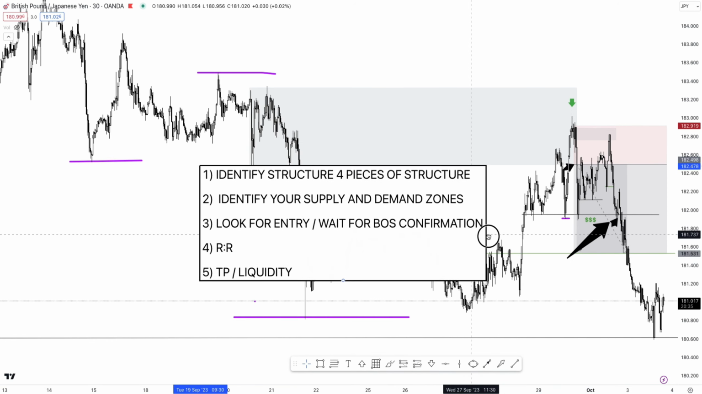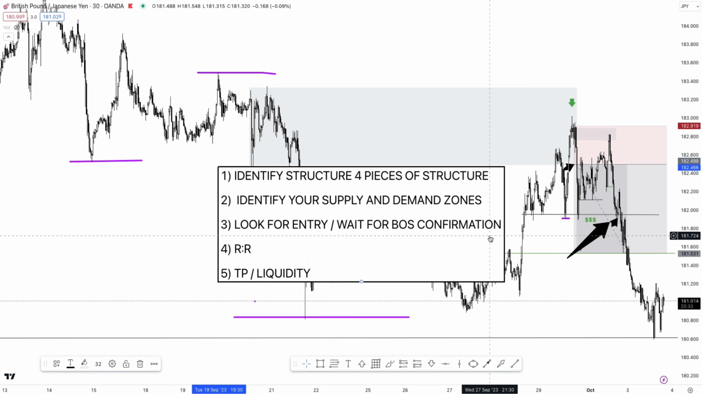So you can go ahead and write this down. Step 1, identify your structure, where the market is going, 4 pieces of structure. Step 2 is identify your supply and demand zones, okay, your gray boxes, and those supply and demand zones can be fair value gaps, they can be order blocks, they can be Wyckoff schematics, they can be anything you trade, ICT. Okay, so step 3 is look for entry, or you can wait for a BOS to enter for your confirmation. Okay, and you can choose between any of those.